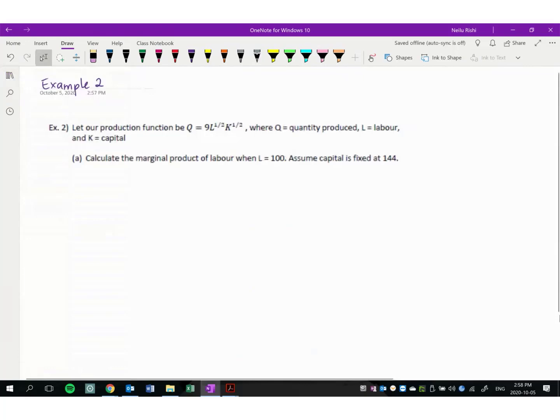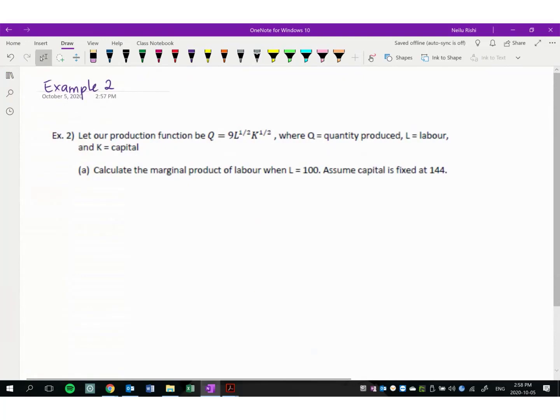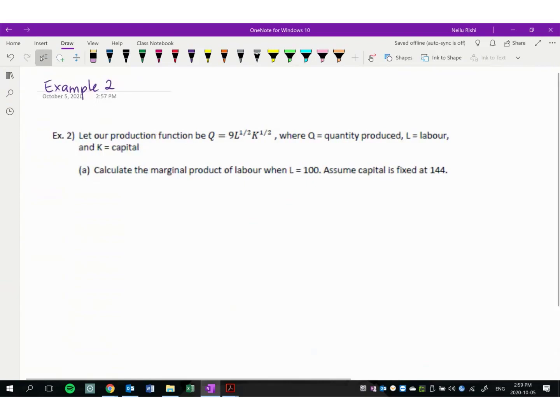Okay, example 2. Let our production function be Q equals 9 L to the power of half K to the power of half, where Q is quantity produced, L is labor, and K is capital. So now we're going to calculate the marginal product of labor when L is equal to 100. Assume capital is fixed at 144.